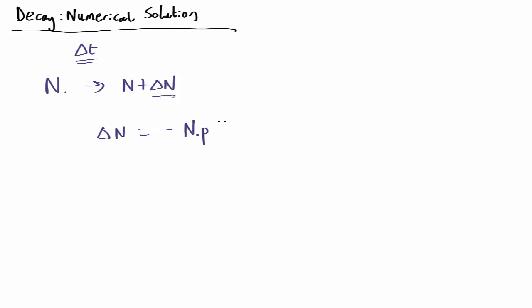But what if our time step isn't a second? If you had 100,000 particles decaying per second and your time step is only a tenth of a second, you're going to get 1/10 as many particles decaying. So what we really need to do is multiply by delta t here. The shorter the time step, the fewer particles are going to decay. So that's the equation we're going to need to solve numerically.